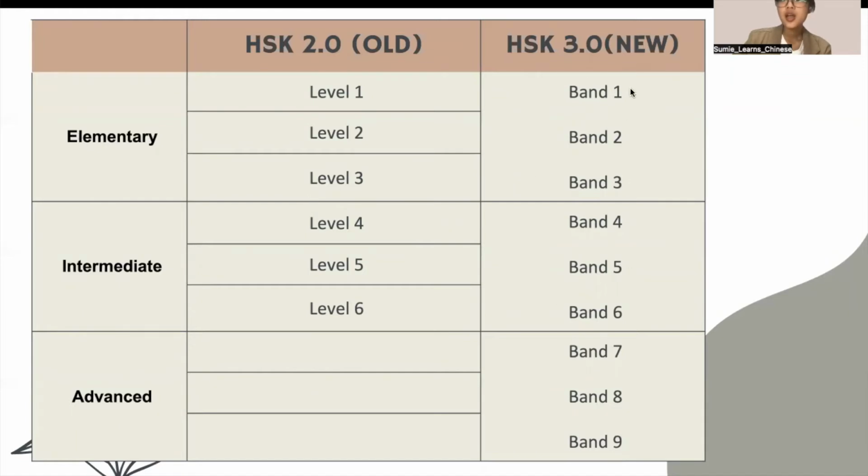Besides, we divided the 9 bands into 3 levels. Band 1 to band 3 are the elementary level. Band 4 to band 6 are the intermediate level. And band 7 to band 9 are the advanced level. That means in the past, if you wanted to get the highest level, you could choose to attend the level 6 test. But now it doesn't work. You have to take more tests on band 7, band 8, or even band 9.